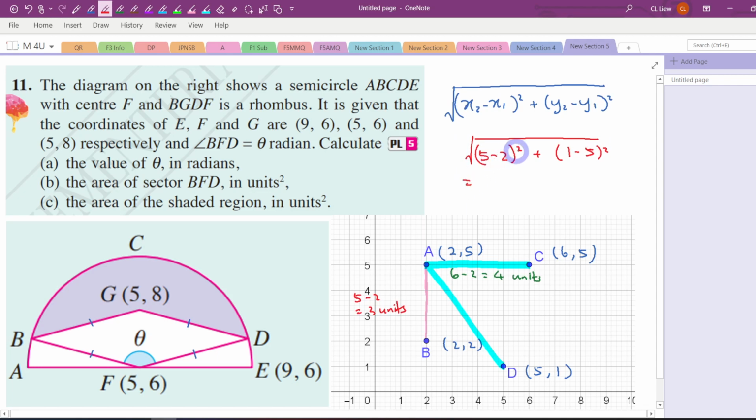So 3 squared, you get 9. Negative 4 squared, you get 16. Add up these two numbers together, you get 25. The square root of 25 is equal to 5 units. Okay, this is how we find the distance between two points. The same thing applies here. For the first part, we want to find the value of theta in radian.